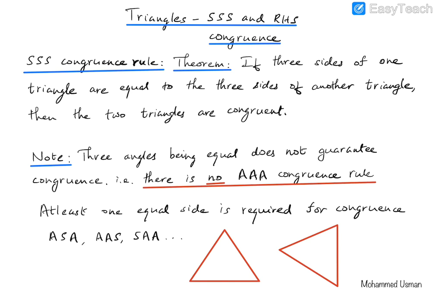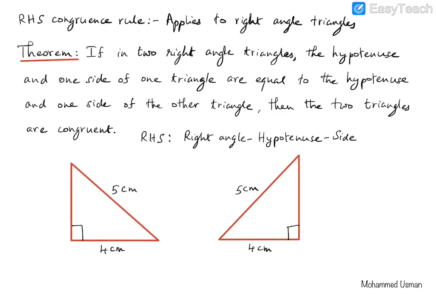The next congruence rule is applicable to right angle triangles. It is called the RHS congruence rule, and as I said, it applies only to right angle triangles. Right angle triangle means one of the angles of the triangle is 90 degrees. So we see here one angle is 90 degrees and in the other triangle also one of the angles is 90 degrees. So the theorem states that if we have two right angle triangles and the hypotenuse and one side of one triangle are equal to the hypotenuse and one side of the other triangle, then the two triangles will be congruent.